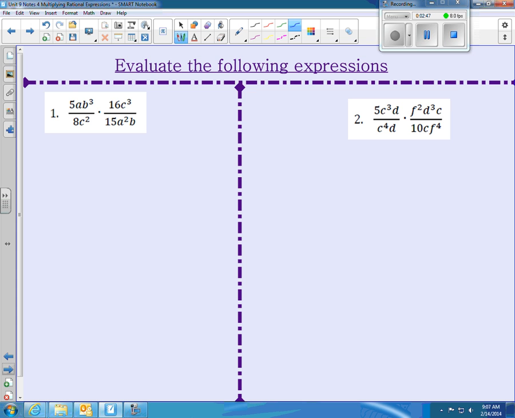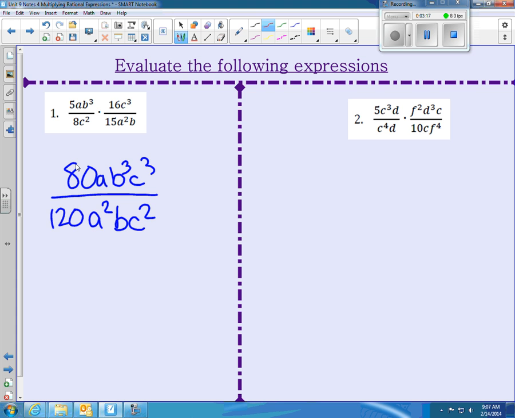So in this first one, we're going to take 5 times 16, that's going to give us 80. And then we have a, b cubed, c cubed. And on the bottom, we're going to take our 8 times 15. That gives us 120. We have a squared, b, and c squared. Now this looks very similar to what we did yesterday, and we're just going to simplify. So simplifying here from top and bottom, 80 over 120. What number goes into both 80 and 120? Ooh, 40. So 40 goes in there 2 times, and there's 3.